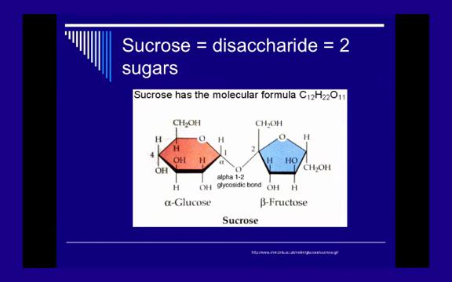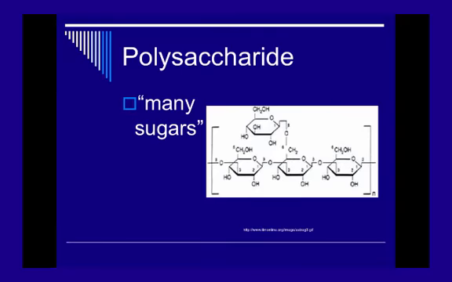Sucrose is a common disaccharide, which means 2 sugars. Sucrose is actually table sugar that you would use. You might sprinkle it on your cereal or put it in your coffee. It is composed of 2 simple sugars, one being glucose, the other being fructose. You don't really need to know that, but you should know that sucrose is a disaccharide. Glucose can come together with many other simple sugars to form what is called a polysaccharide, or many sugars. These are long, big molecules.